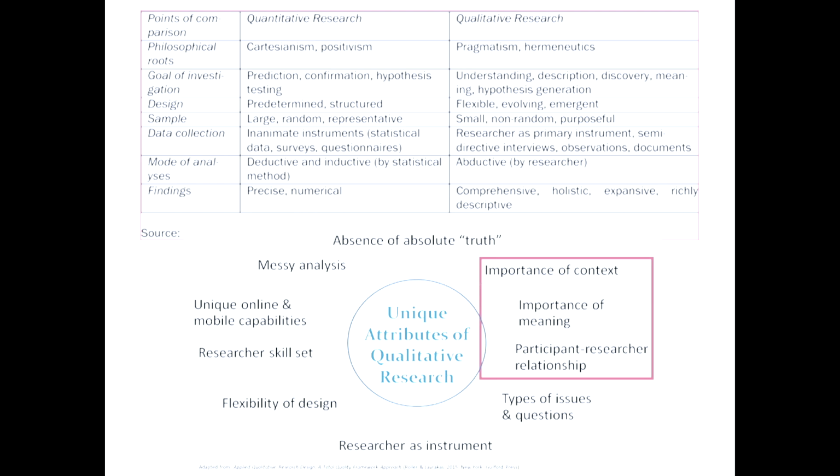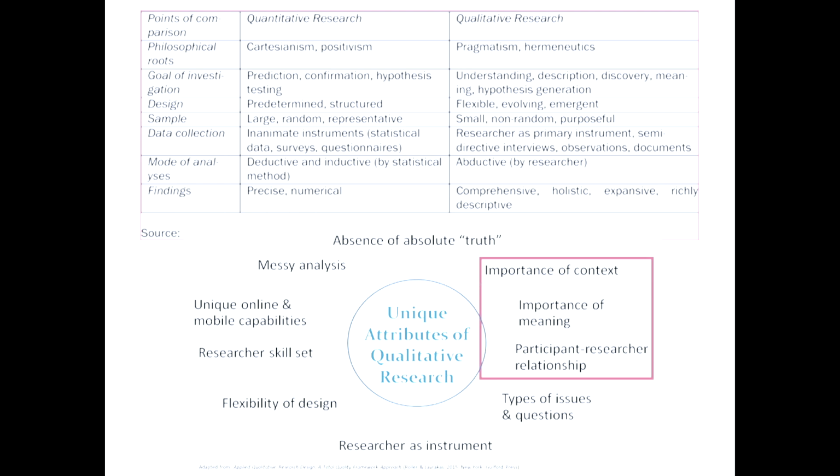Data collection for quantitative research is through inanimate instruments like statistical data, surveys, and questionnaires. Data collection for qualitative research is primarily through the researcher. He is the primary instrument. Semi-directive interviews, observations, and documents.